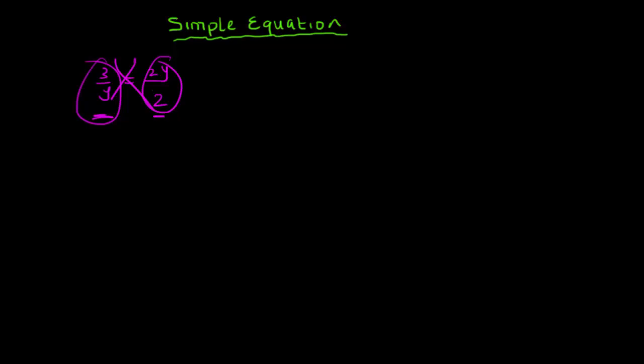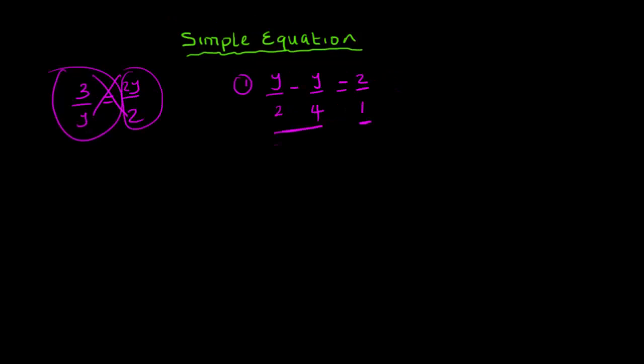What happens when we have two fractions on one side of the equation? What do we do? That is what we are going to treat in this video. Now let's take an example. So I have example 1 here: y over 2 minus y over 4 equals 2. If you look at this side of the equation, I've got two fractions. There are various methods we can use to solve this.